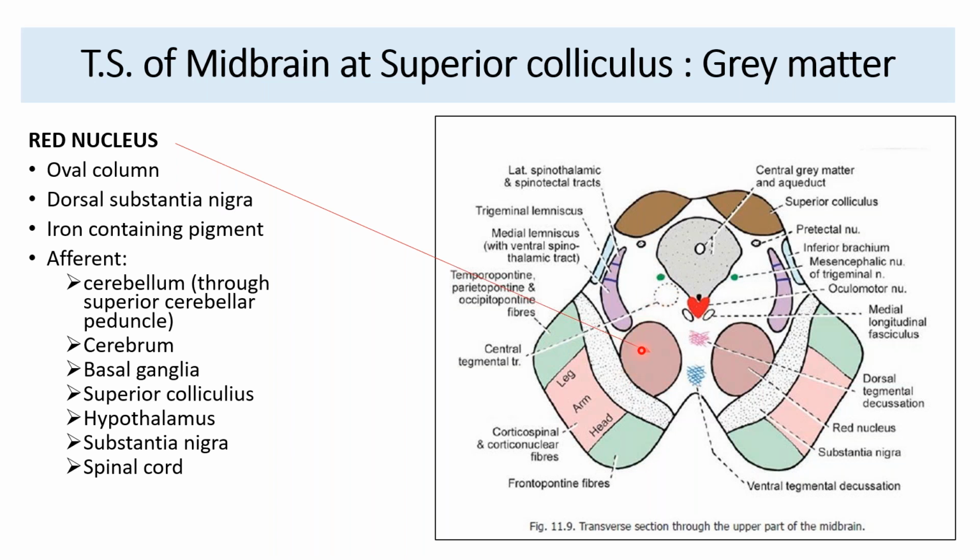Now the red nucleus is an oval nucleus, just posterior to the substantia nigra. This is also pigmented because of the iron-containing pigment inside it. The afferents which go into the red nucleus are from the cerebellum, through the superior cerebellar peduncle, from the cerebrum, basal ganglia, superior colliculus, hypothalamus, substantia nigra, and spinal cord also. So all these afferents are received by the red nucleus, which is seen at the level of the superior colliculus.